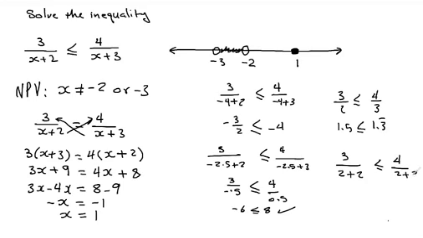Now let's take a number in this interval. Let's take 2. So you're going to get 3 over 2 plus 2 is less than or equal to 4 over 2 plus 3. That's going to give you 3/4 is less than 4 over 5. You know 3/4 is 0.75 and 4/5 is 0.8. Okay, that's definitely true, so you shade in this region.